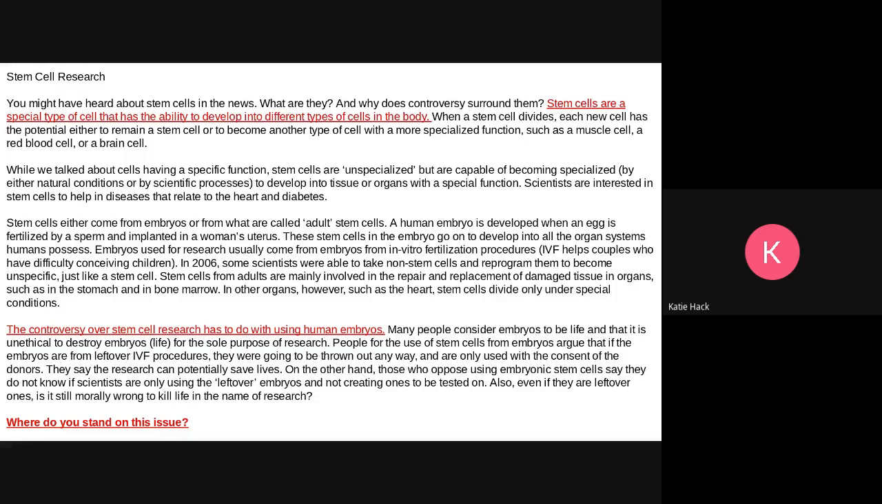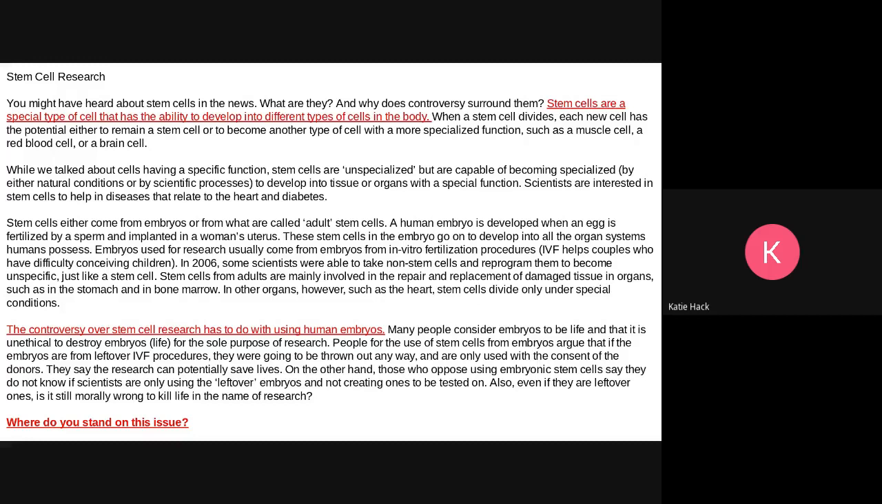When talking about stem cell research, scientists use human embryos. Do you think that's okay? So like a baby, before it comes out? Definitely before it comes out. Okay, so even before it's put into a mother's womb.